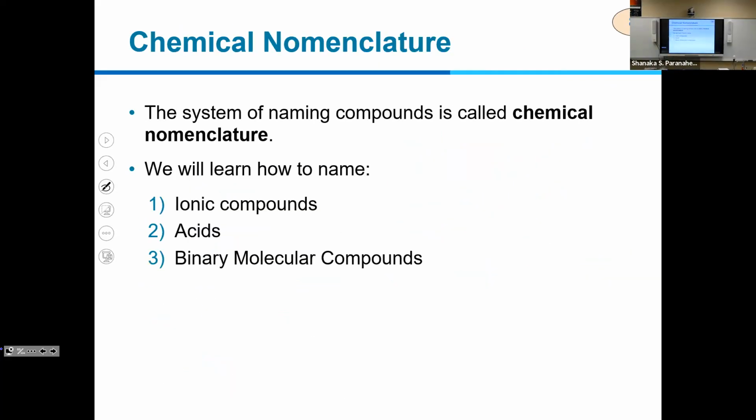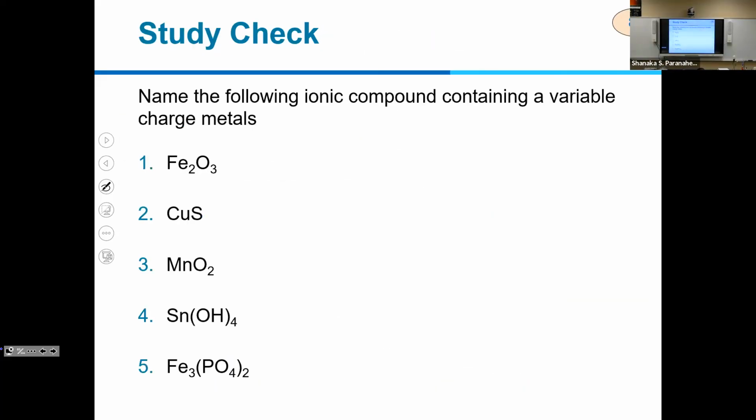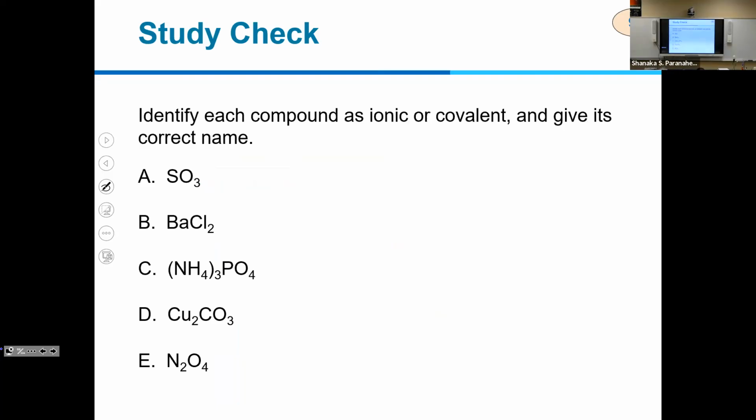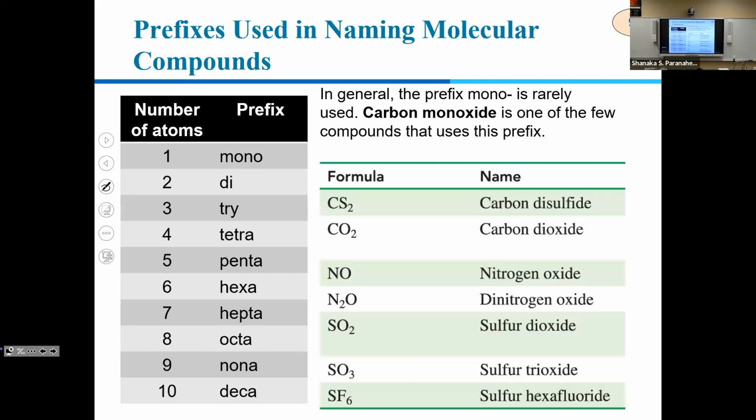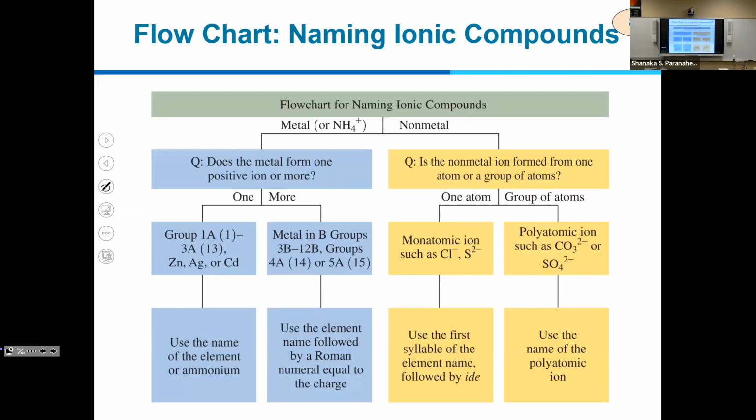Okay, so we finished the ionic compounds. So then we are going to talk about acids and binary compounds. So these are the rules of ionic compounds. Wrong direction. Okay, so these are 5 more ionic compounds. So I'll give you 2-3 minutes to name those 5 compounds. Slide 87. And you can follow the flow chart on slide 88.